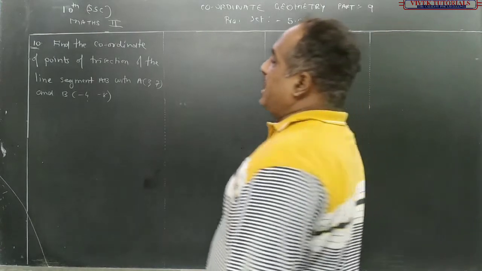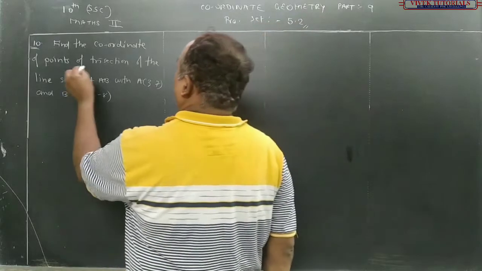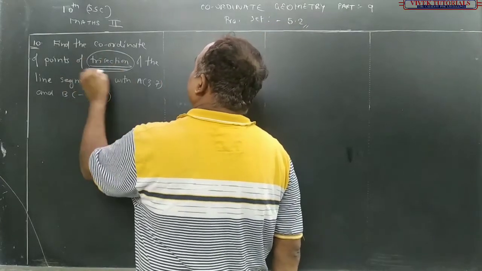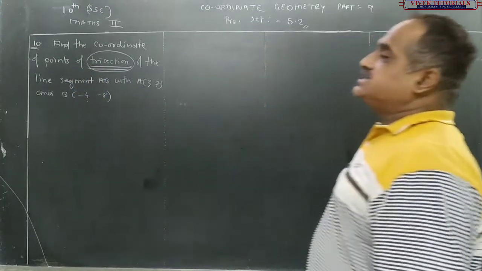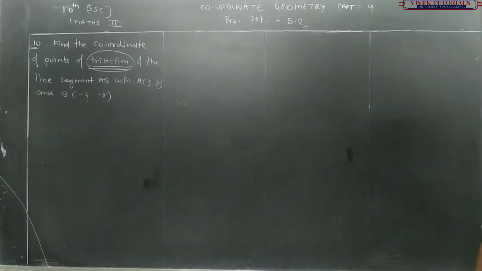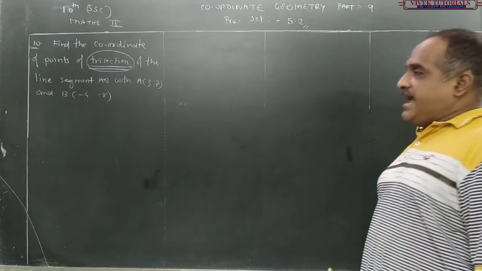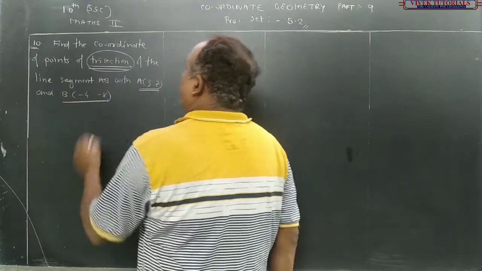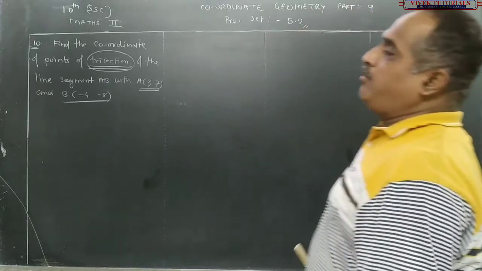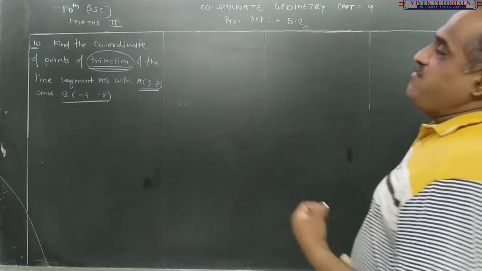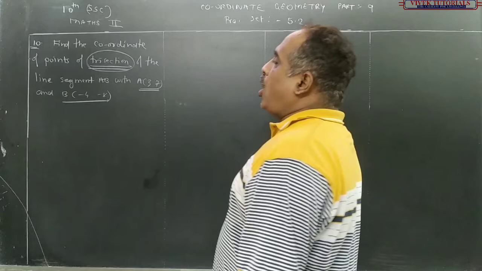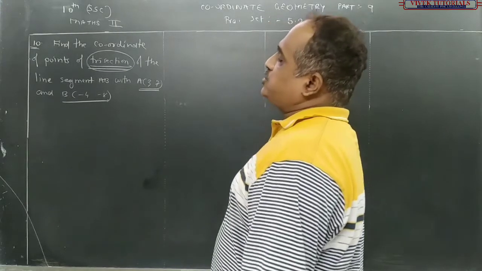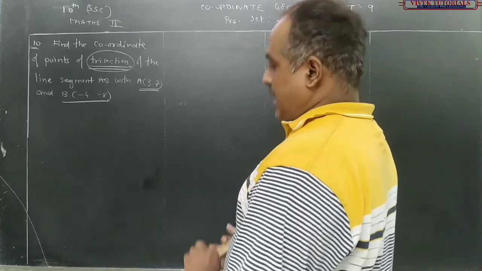See the question. Find the coordinates of the points of trisection, मतलब divide the segment into 3 equal parts, of a line segment with A का coordinate है 2,7 and B का coordinate है -4,-8. Once again, find the coordinates of the points of trisection of line segment AB.